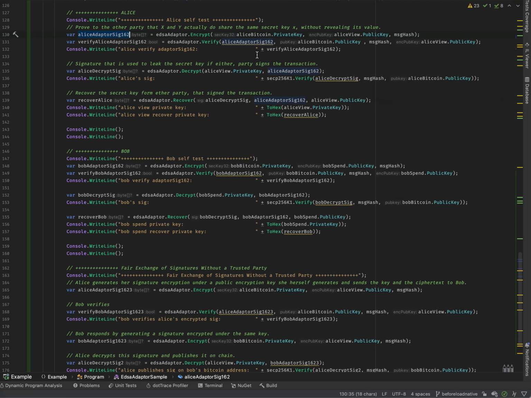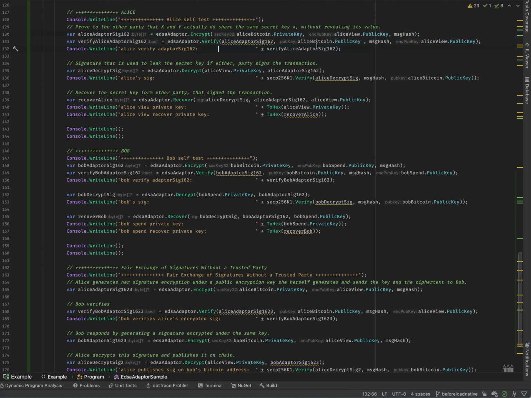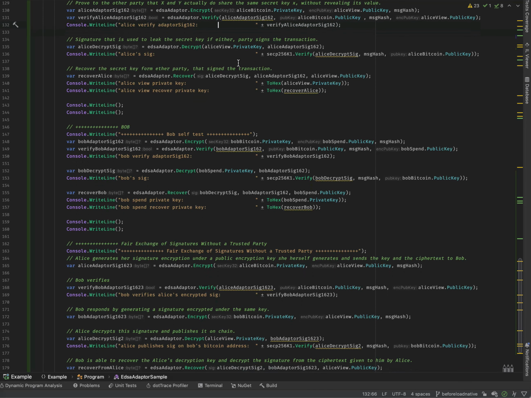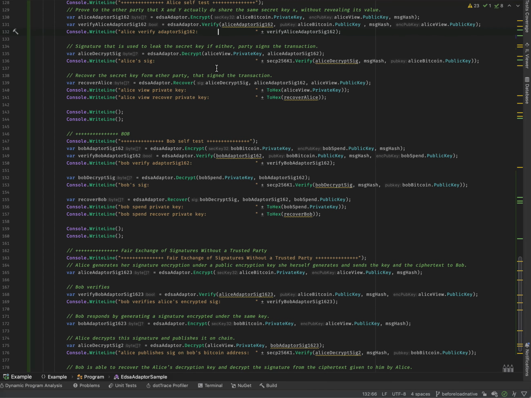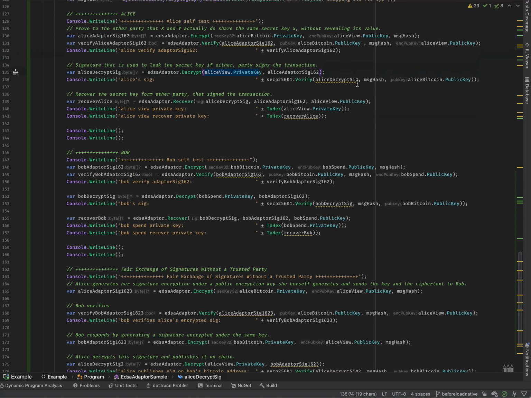And she can then verify the adapter signature is correct, that the same secret key was used to create this encryption. So that obviously passes, and we can move on to the next step, where she then decrypts the adapter signature with the view key, which is the private key that she wants to leak. Well, she has control over it in this case because she's doing a self-test. And once she publishes the signature on her address, which is controlled only by Alice at this point, it will then obviously either verify true or false.